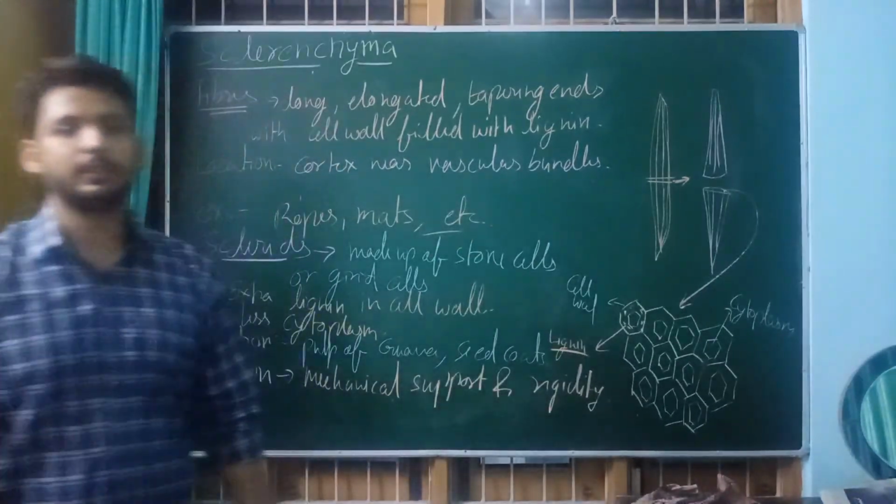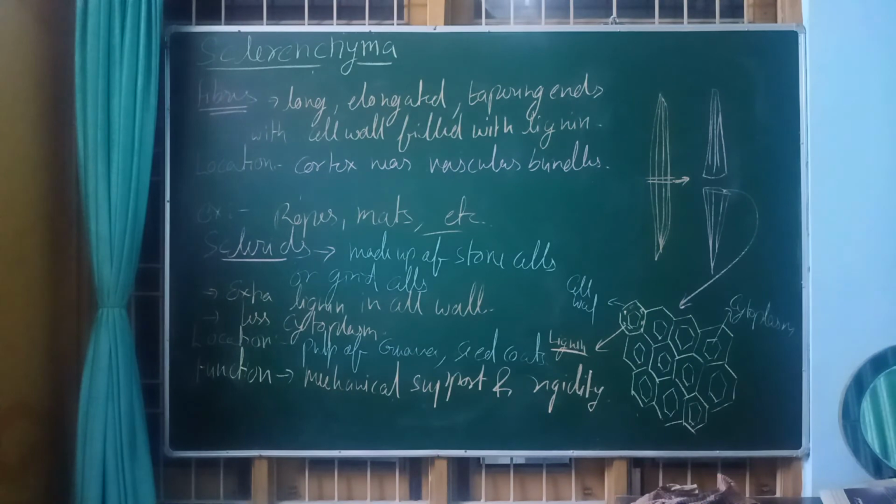It helps make the cell rigid because of the presence of lignin, and because of the presence of lignin there is no nucleus. That's why we can see the cells are dead. Got it?